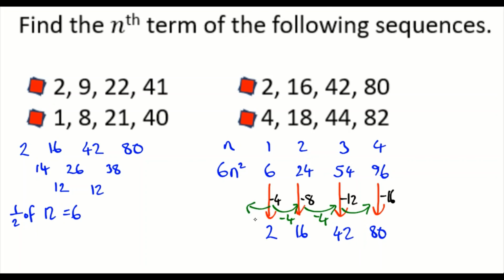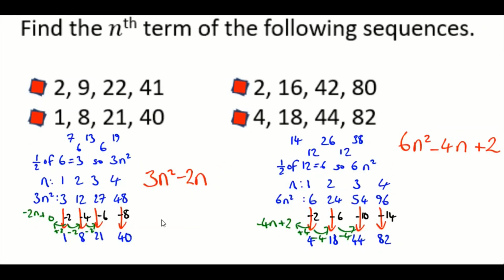So let's go for the 0th term. We add 4, and minus 4 plus 4 will be 0. So we're going to get a minus 4n plus 0. We don't really need to write plus 0. So the final answer will be 6n squared minus 4n. That's the nth term for this sequence here. And the final answers for the last two: for the sequence 1, 8, 21, 40, it was 3n squared minus 2n, and for the sequence 4, 18, 44, 82, you end up with 6n squared minus 4n plus 2.